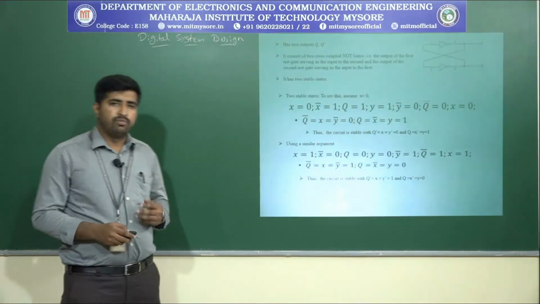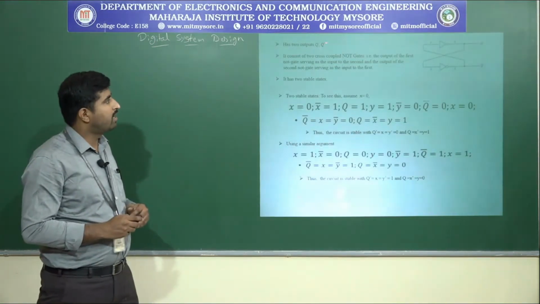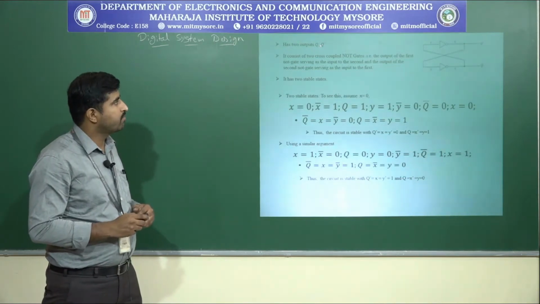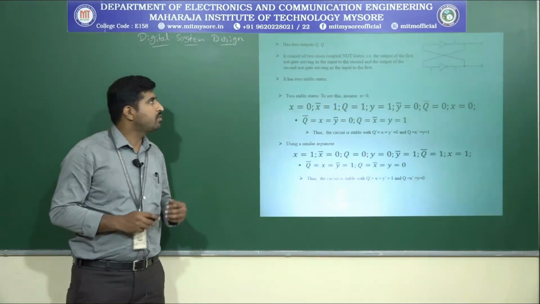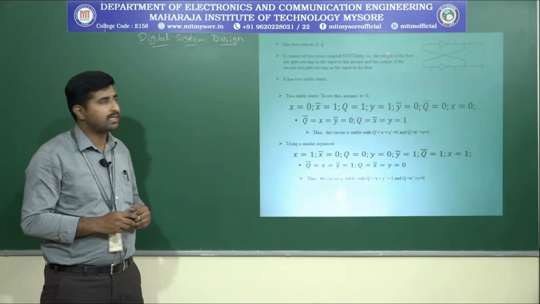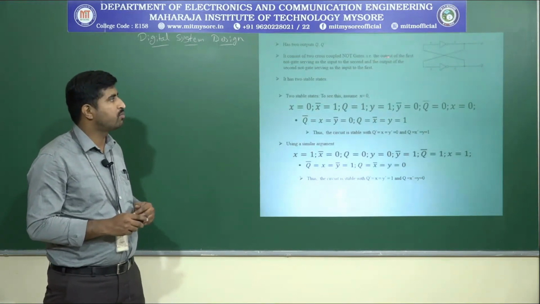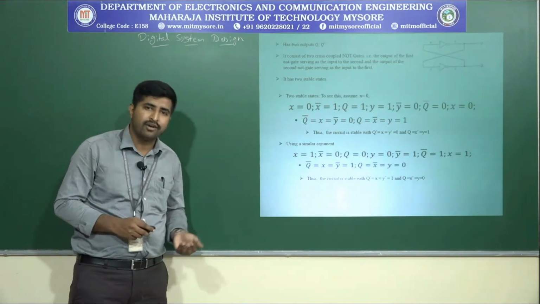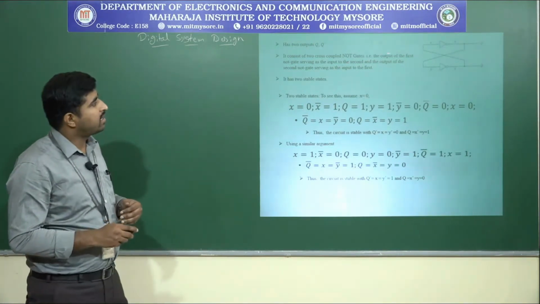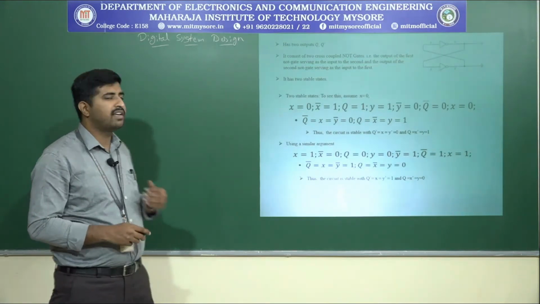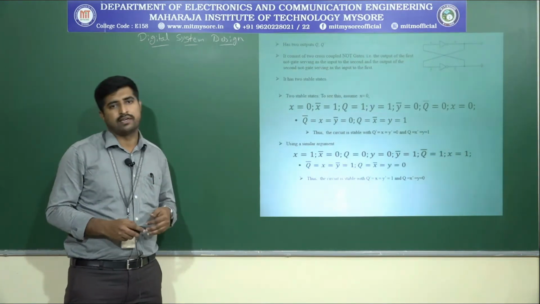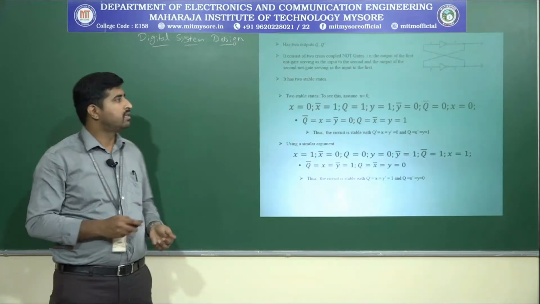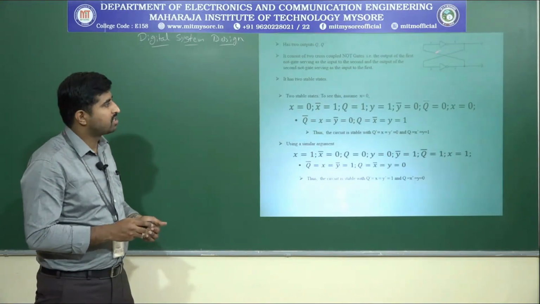So it has 2 outputs, that's Q and the Q bar. This corresponds to Q bar. It has 2 cross coupled NOT gates. I already said what a cross coupled is: the output of the first NOT gate serves as an input to the second NOT gate, and the output of the second NOT gate serves as an input for the first NOT gate. That is called cross coupled. So this will be the connection.